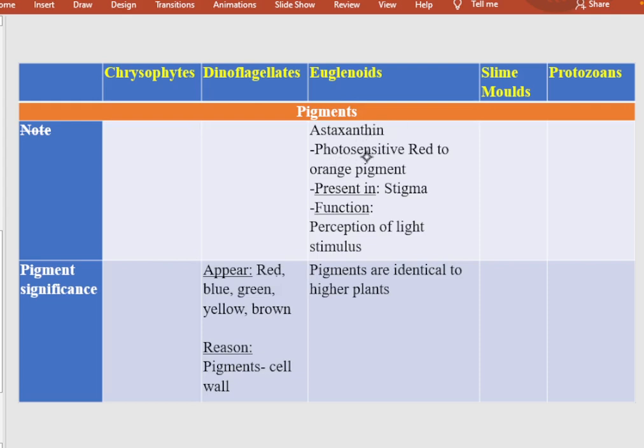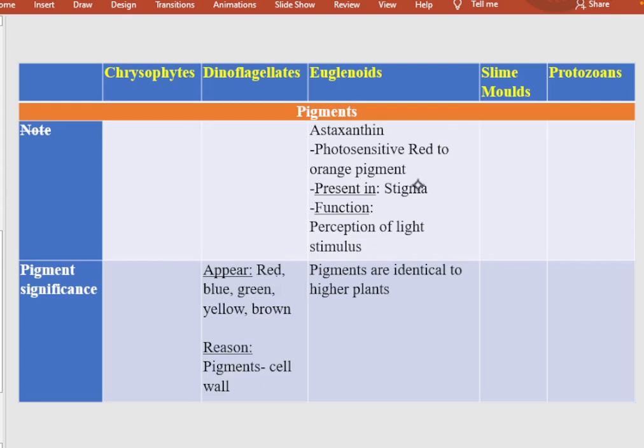It is a photosensitive red to orange pigment, present in the stigma, for perception of light. We have studied euglenoids: whenever light is there, they perform photosynthesis, and whenever light is not there, they act as heterotrophs. So for sensing the light, something should be there. That pigment is astaxanthin. Which color can it absorb? Red and orange.